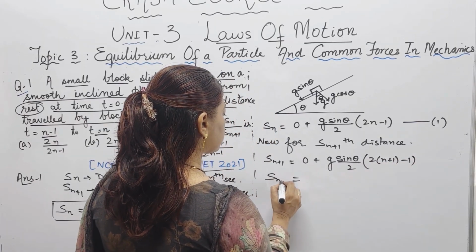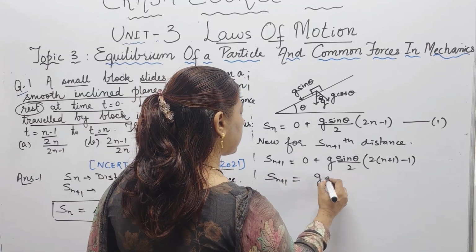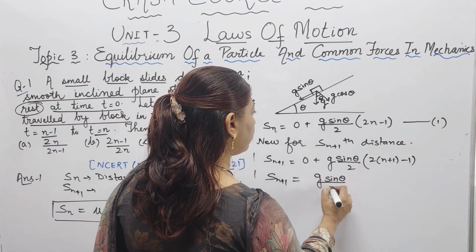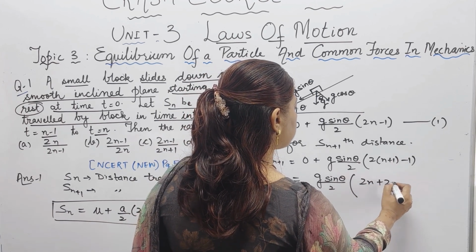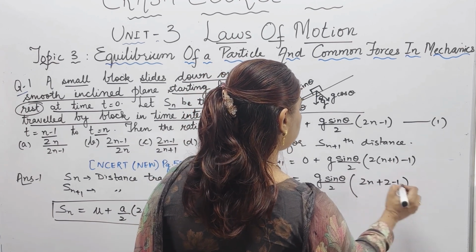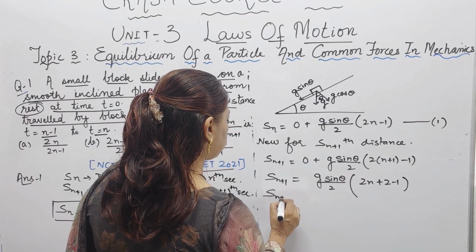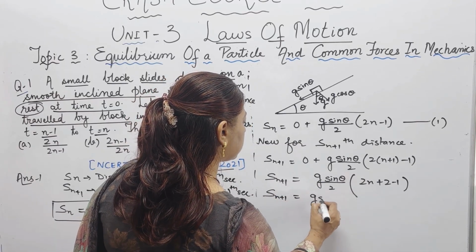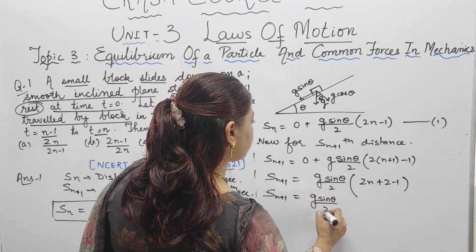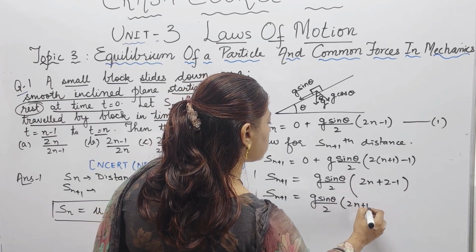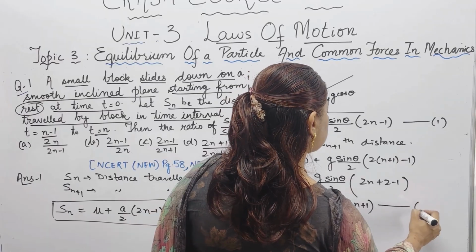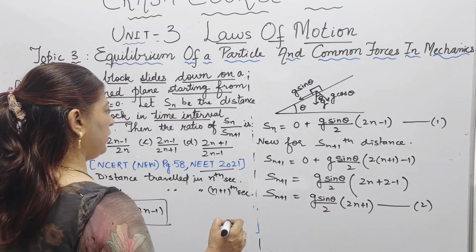So Sn plus 1 is g sin theta over 2(n plus 1) minus 1, and Sn plus 1 is g sin theta by 2, so this is 2n plus 1. Mark it as equation number 2.